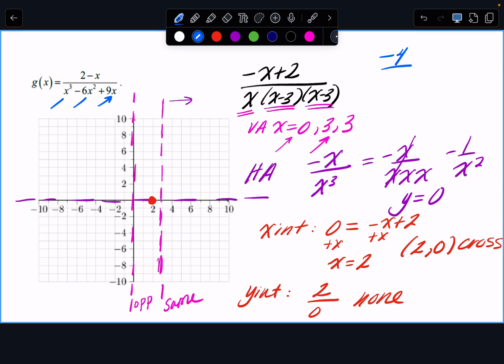I'm going to just go to my calculator. 6 to the third, yes, minus 6 times 6 squared, and then plus 9 times 6, it's a positive number. So what's a negative divided by a positive number? Isn't it a negative number, everyone? So I just know it's below. I go over 6 and I know it's some negative number down here. So now I know I can trace in below here.